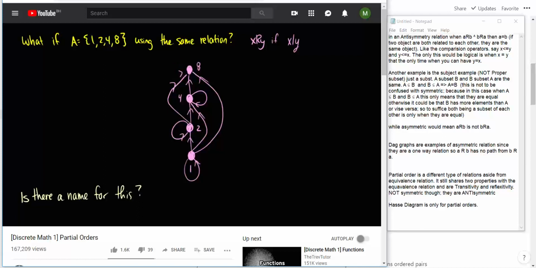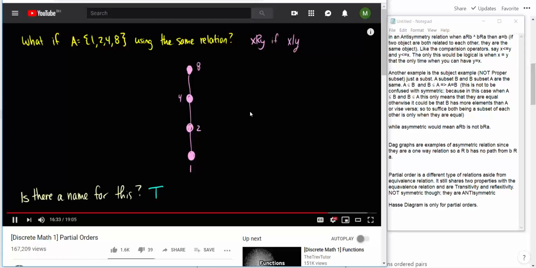Well, we get rid of reflexivity here, because it takes up a lot of space, it's kind of ugly. We're going to get rid of our directions on all of our arrows, because they're not necessary. And we're going to get rid of transitivity, because we know that all partial orders are transitive. So now we get this really nice diagram that is called a total order.